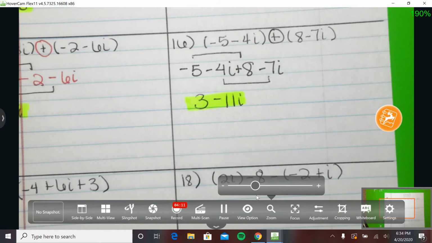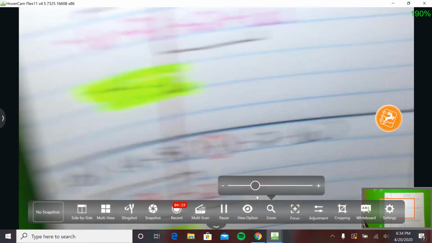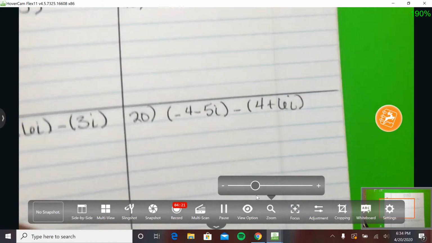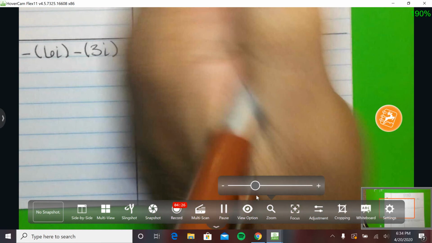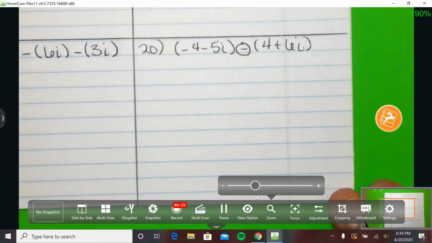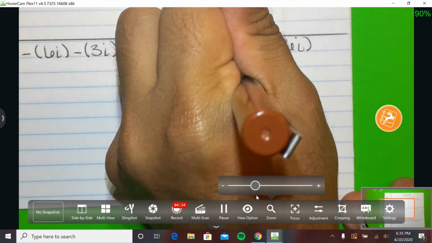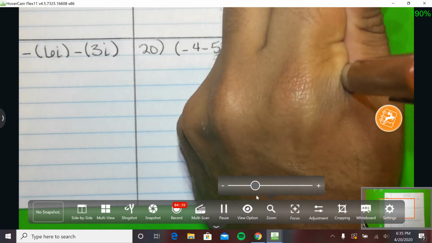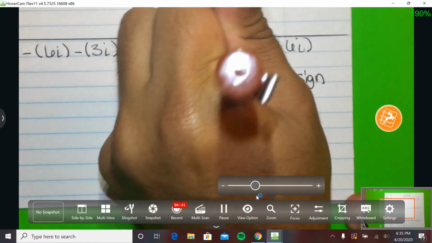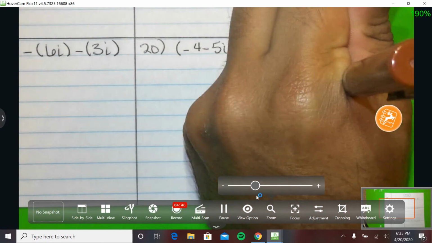Alright, I think that's about it for the pluses. Let's take it slowly with the subtraction. Let's do number 20 for subtraction. The rule for subtraction is, as you can see, here's my subtraction sign between those two terms. The rule is to change the sign of each term behind it.